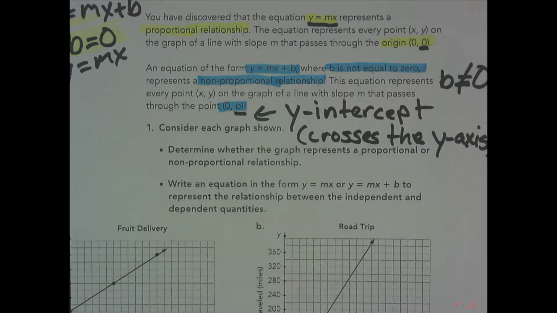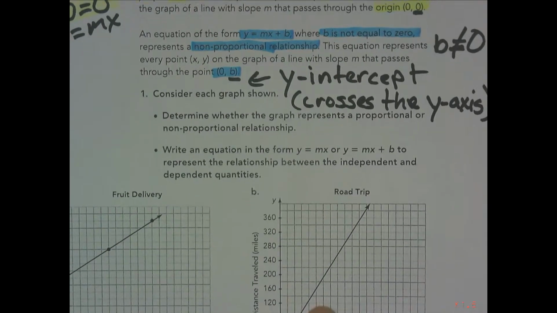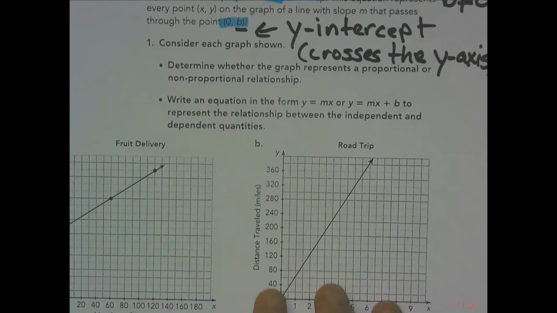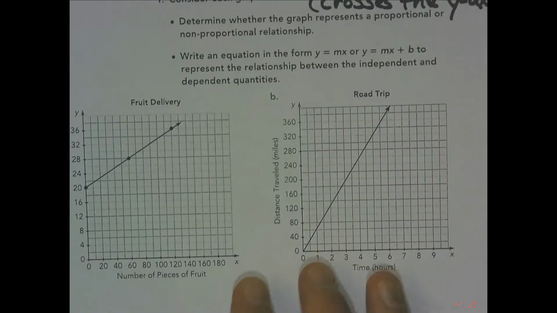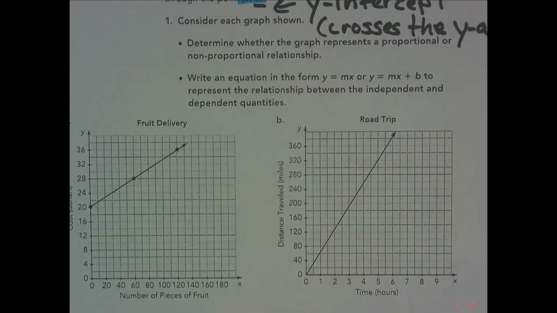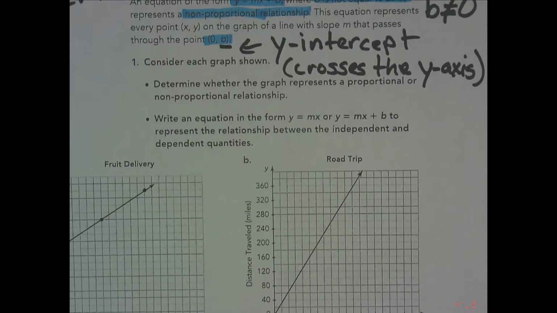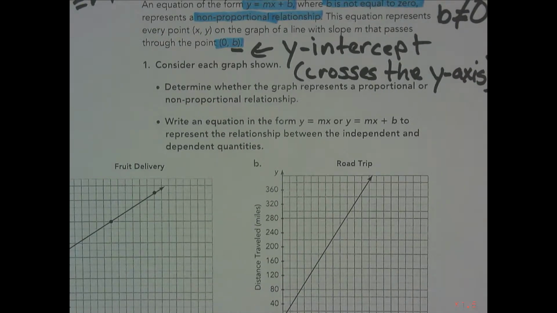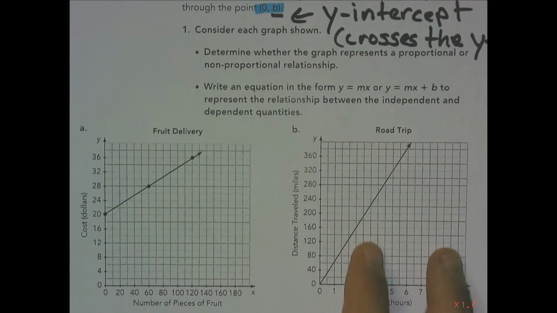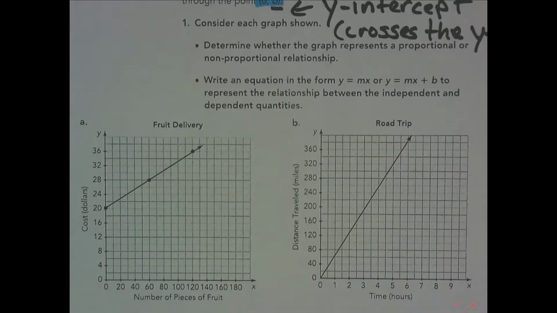Okay? So then our questions, number 1 says, determine each graph shown. So if we slide up a little bit, I've got 2 graphs here. So remember that crosses the y-axis. So it says, determine whether the graph represents a proportional or non-proportional. Okay? So we've got to determine if it's proportional or non-proportional. So what we have to remember is, proportional means it goes through the origin. Non-proportional means it does not go through the origin.